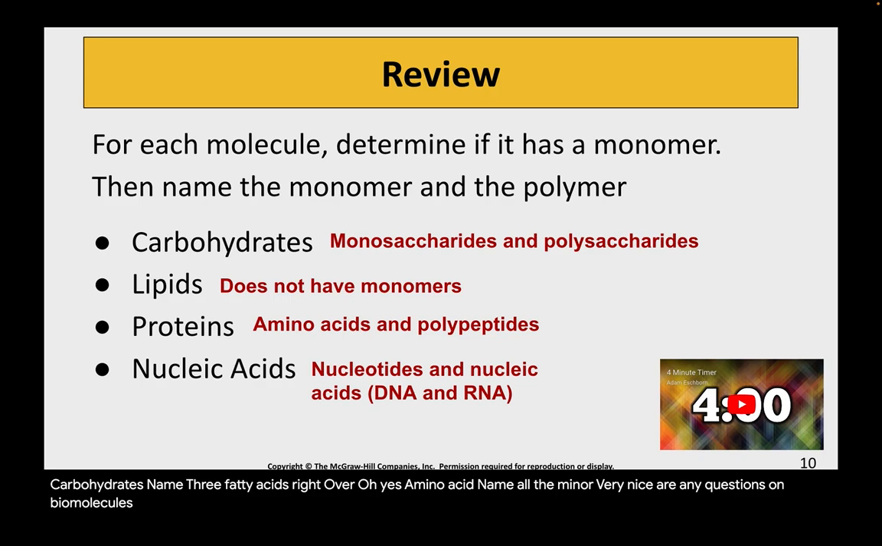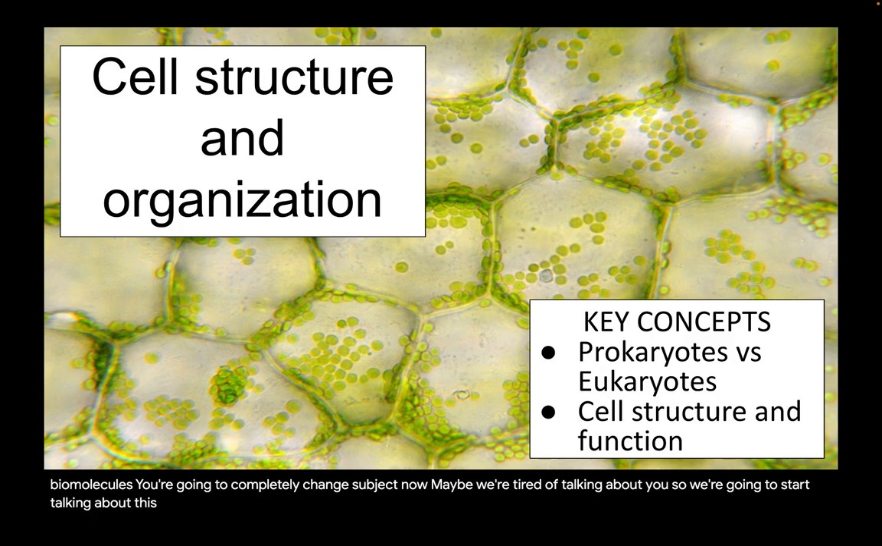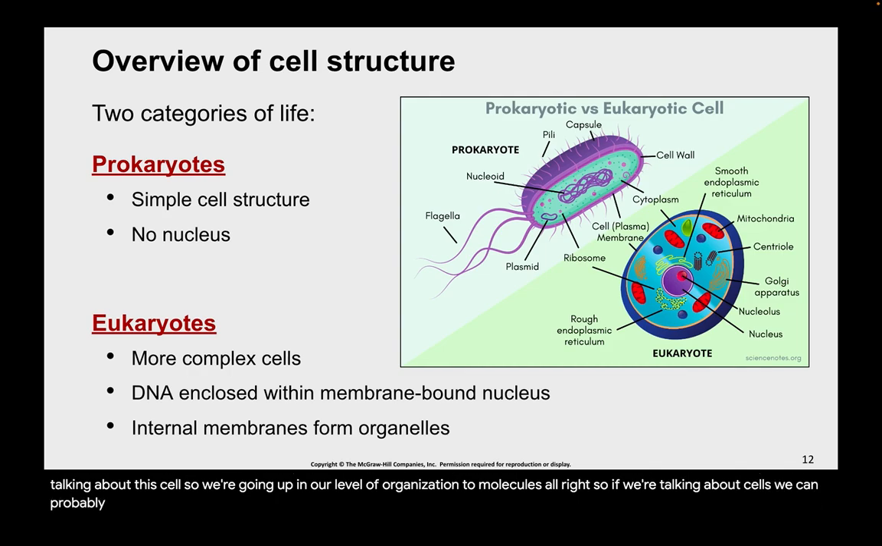We are going to completely change subject now. Maybe we're tired of talking about biomolecules. So we're going to start talking about the cell. So we're going up in our level of organization. We went from atoms to molecules. Now we're talking about cells. All right, so if we're talking about cells, we can broadly classify cells into 2 different types. So 2 different categories of life.